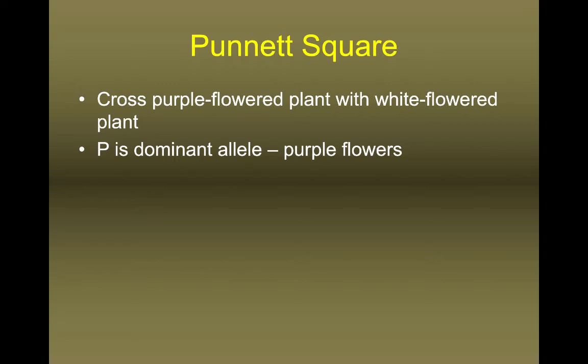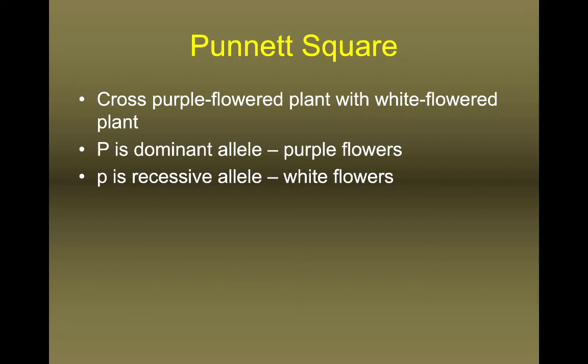So we're going to work through the cross that we talked about back in section 1 of the lecture online, a cross between a true breeding purple flower plant and a true breeding white flower plant. In this instance, we're going to use big P as our dominant allele to represent purple, and little p as our recessive allele to represent the white flowers.